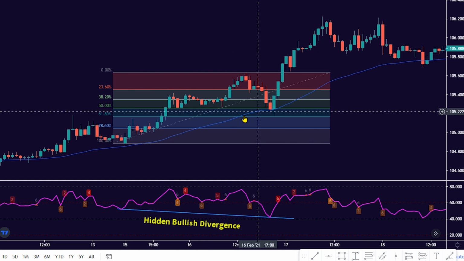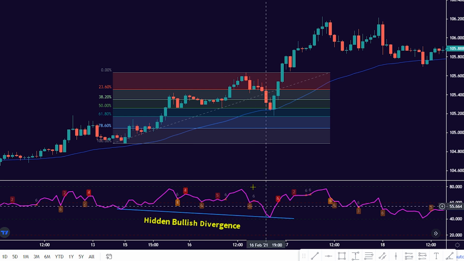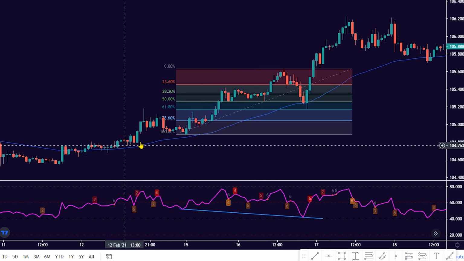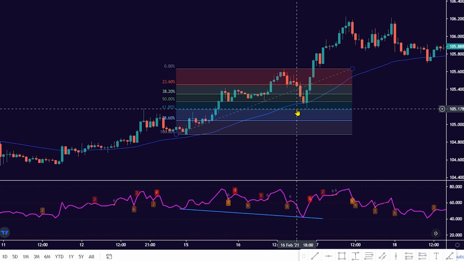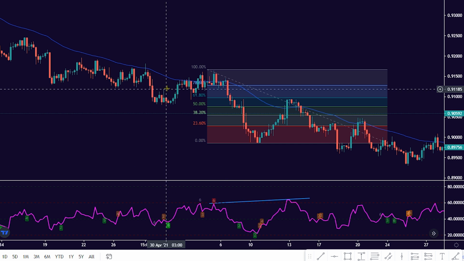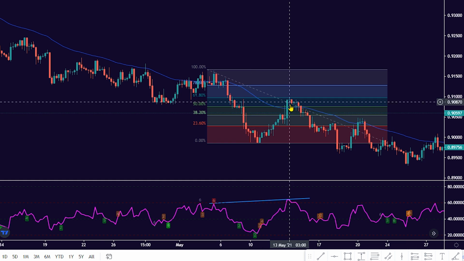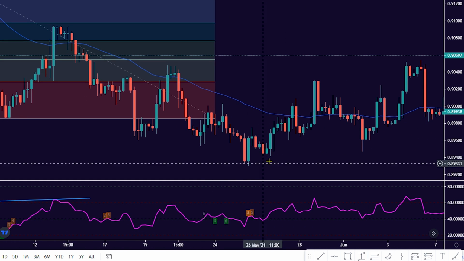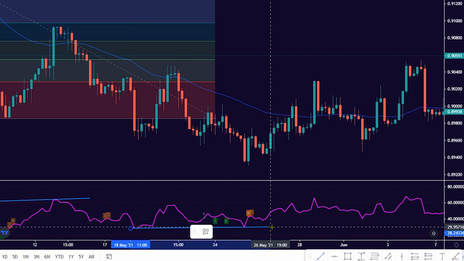The 50 EMA plus RSI hidden divergence plus Fibonacci retracement tool trading strategy is an effective and highly consistent trading strategy that can be applied on any given time frame. As a beginner, master the continuation setup trading strategy before proceeding to the reversal setup.